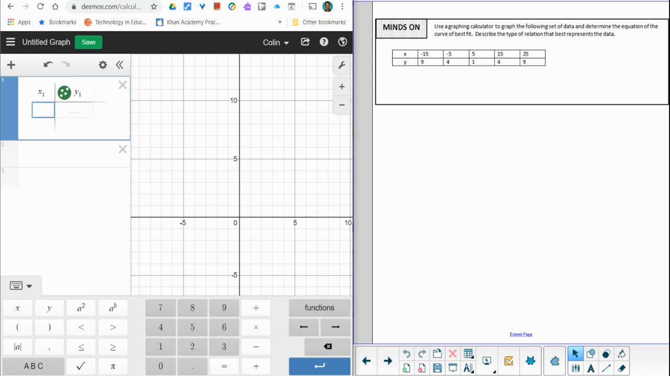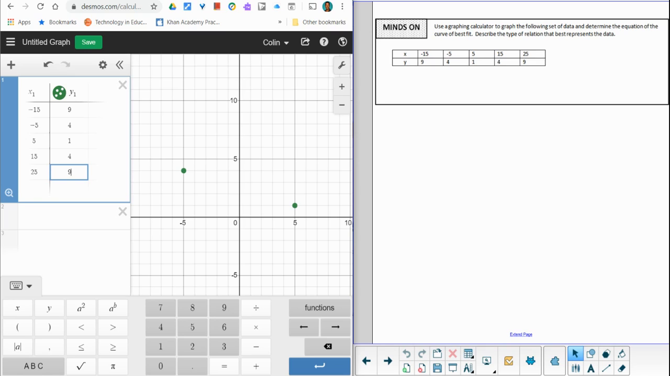In the x column, we have negative 15, negative 5, 5, oh, not negative, okay, 15, and 25. In the y column, we have 9, 4, 1. And this is what you'll notice over and over again about quadratics: in this case it's decreasing, and then you're going to see a repeat of the numbers. The 4 and the 9 come back.